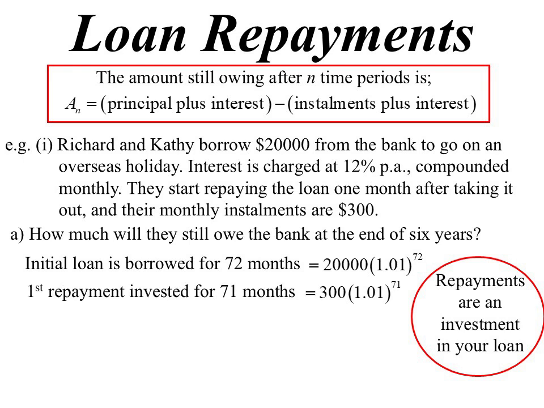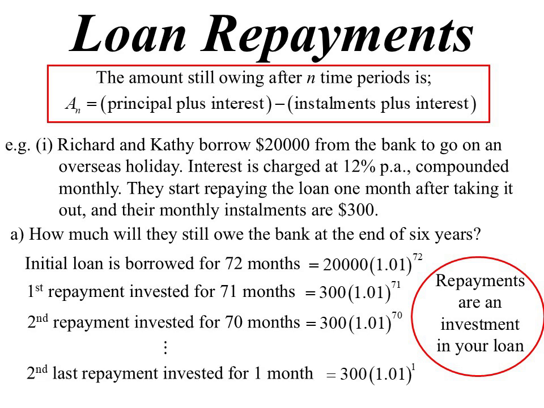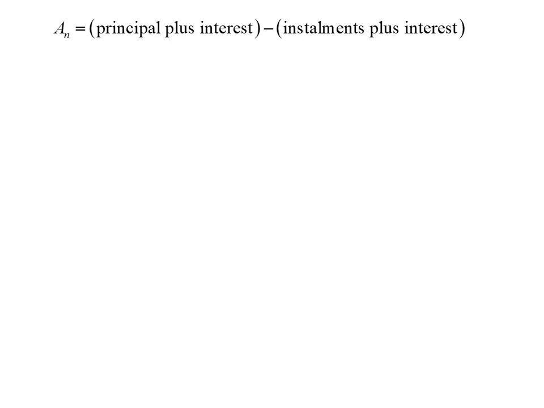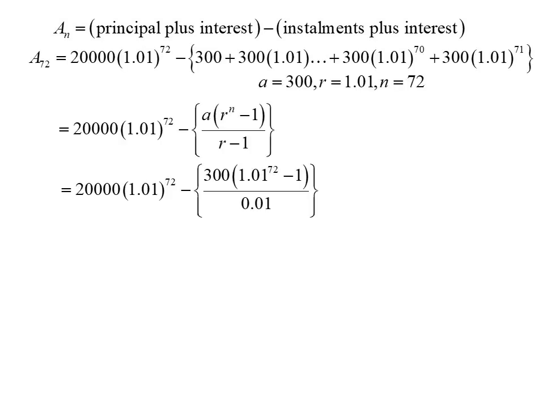The first repayment will be invested for 71 months. Then the second repayment for 70 months, and so on, until you get to the second last one, which will just be there for 1 month. And the very last repayment is invested for 0 months, because it's the last repayment, everything's paid back, it's all done. And so the difference between the two is the amount that would still be owing. And again, we created our geometric series, which we can calculate, and then we can see $9,529.01. And you better believe they'll chase you for that 1 cent.